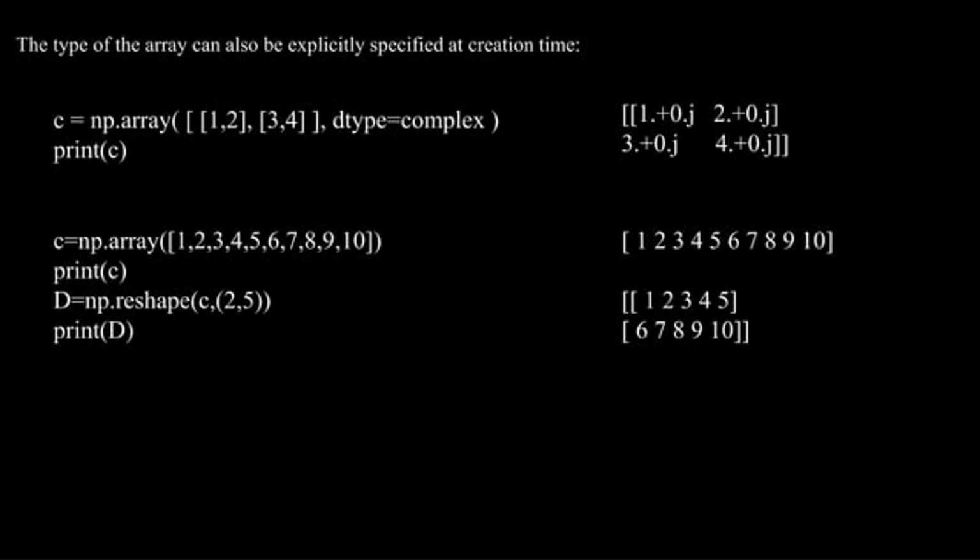If you print d, what's the answer? 1 2 3 4 5, and see, we are taking it in two parts. The numbers were divided, that's why you got 5 numbers in one and 5 in the other.